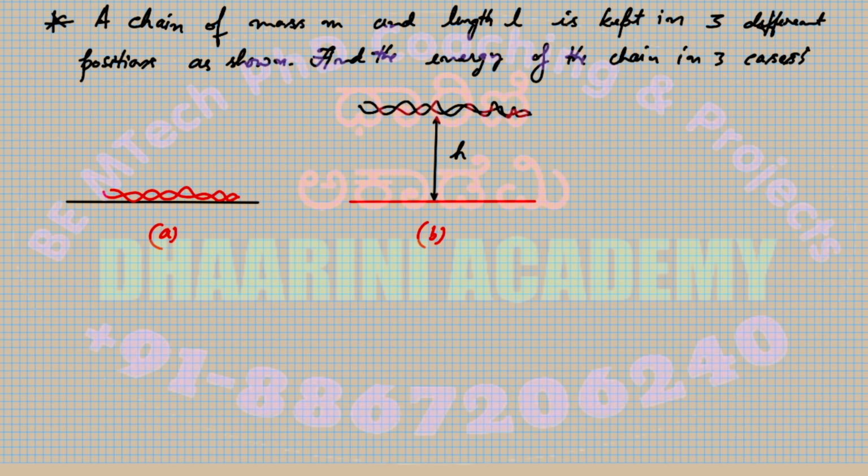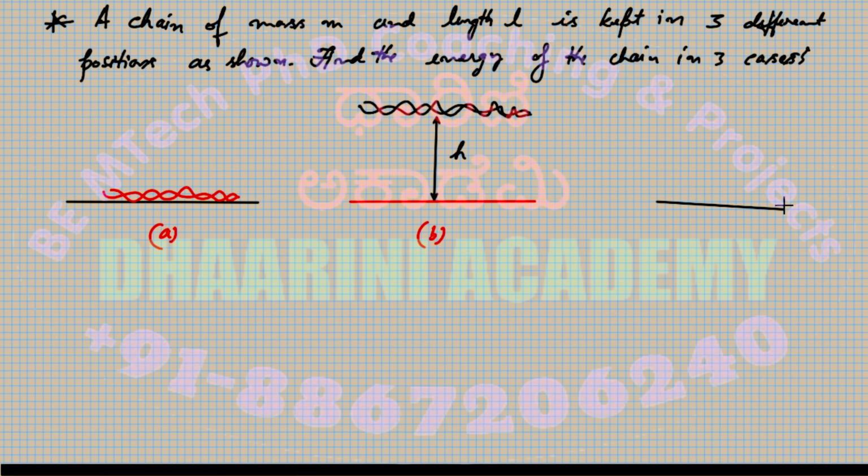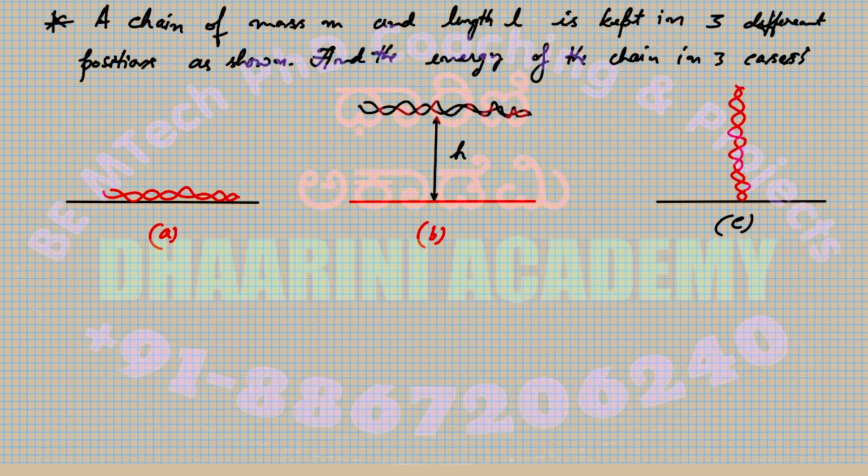And we have a third case. This is C. The chain is placed like this. Okay, the question is find the potential energy or find the energy of this thing. Right? Since the chain is not moving, it is obvious that they are asking the potential energy, even if they simply mention that find the energy.